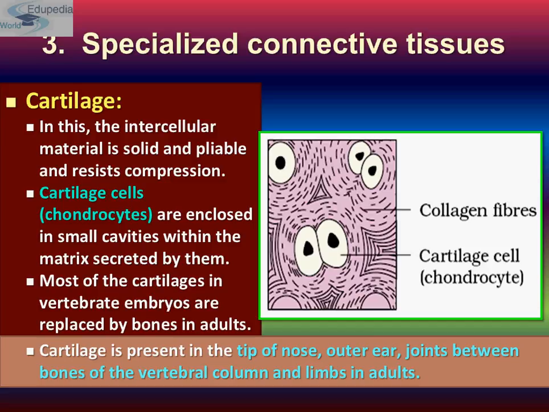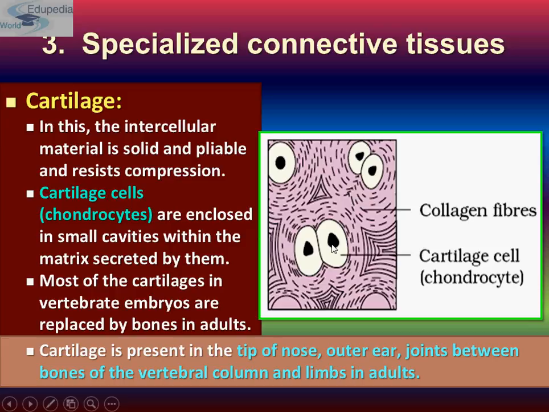Cartilage, in this, the intercellular material is solid and pliable, and it resists compression. The cells of this tissue, the cells of cartilage, are known as chondrocytes. These are your cartilage cells. They are enclosed in small cavities. These are your small cavities.